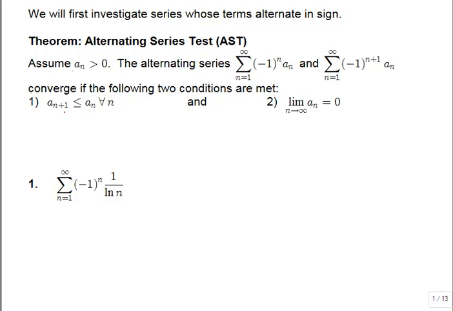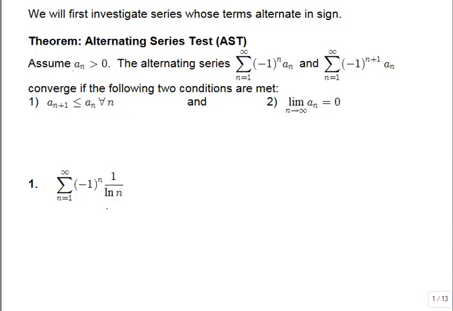So a sub n plus 1 is less than or equal to a sub n for every n. So the terms, these a sub n terms, need to be getting smaller. And the limit as n goes to infinity of a sub n has to equal 0. Remember that if your limit of a sub n does not equal 0 right from the start, you know that your series must diverge by the nth term test.